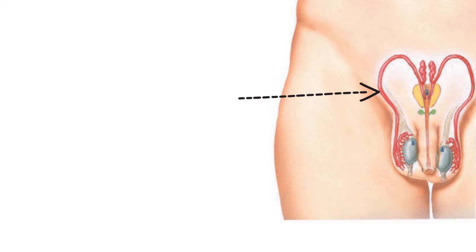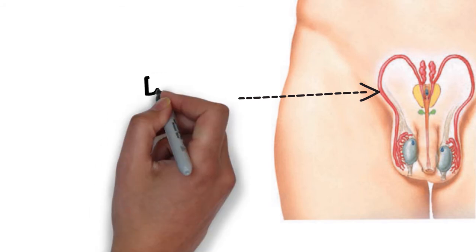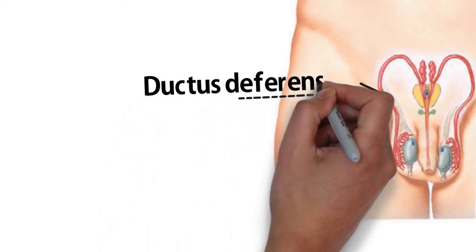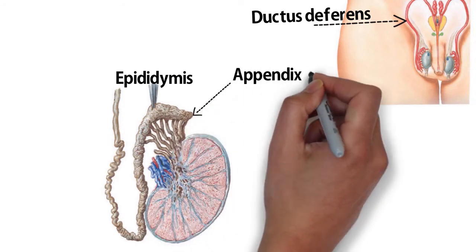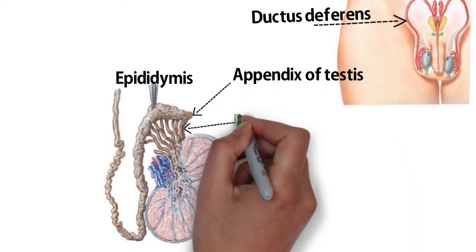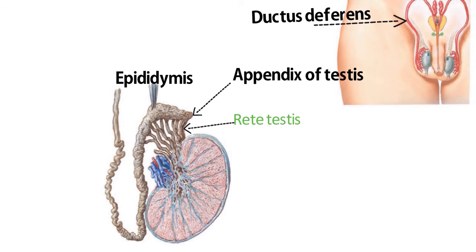In males, mesonephros form: number one, ductus deferens; number two, epididymis; number three, appendix of testes; and number four, rete testes. So these are four structures which are derived from the mesonephros. The fate of mesonephros in males is to form these four structures.